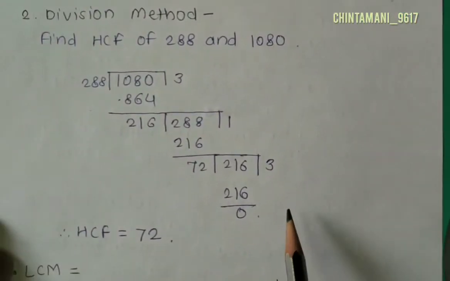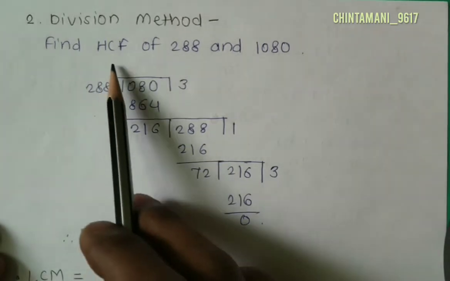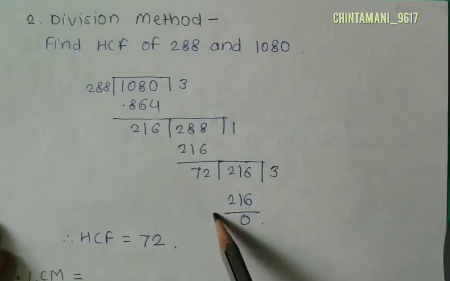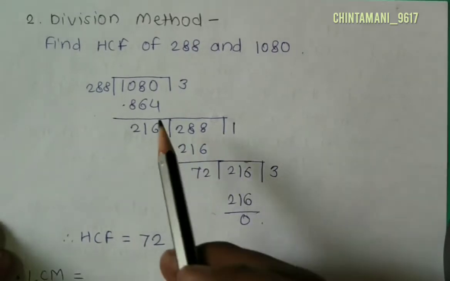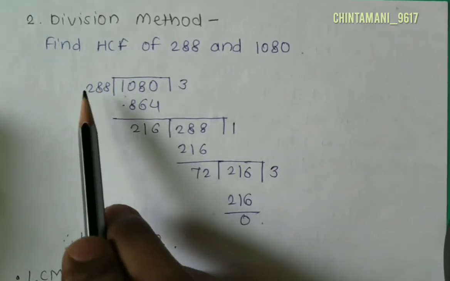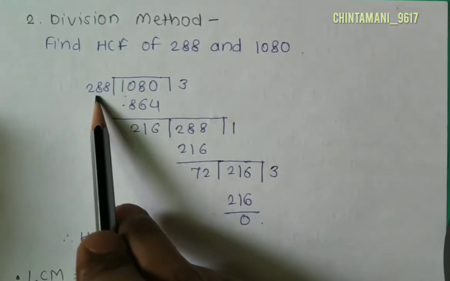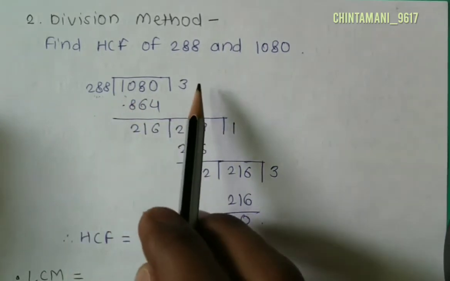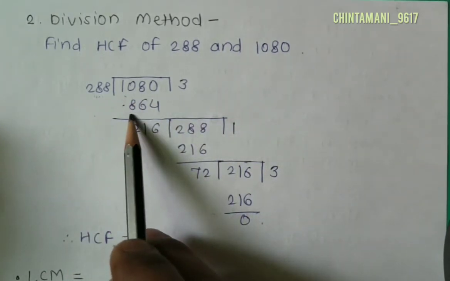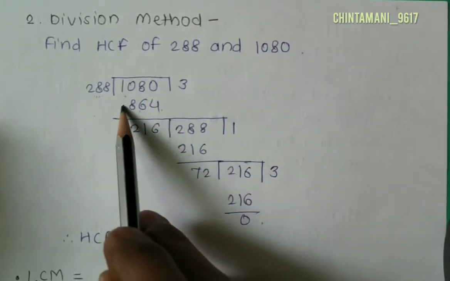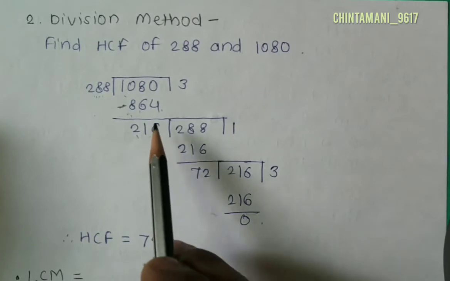The second method to find the HCF is the division method. To find the HCF of 288 and 1080, we write down the highest number in the bracket and divide it by the lowest number. We take 288 multiplied by 3, which gives the nearest value to 1080, that is 864. What is the answer after subtracting it? 216.